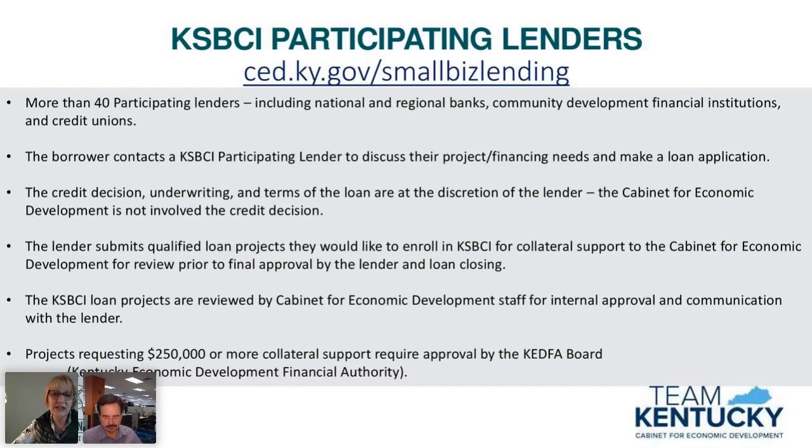Into the loan project. So the lender would say, okay, we like this loan, just like I said, if it's a $100,000 loan but we're short on collateral, let's see if we can enroll in collateral support. So they submit the documentation to the Cabinet for Economic Development for review. It has to all be prior to the loan closing. We can't go back and put collateral support on a loan that's already been closed.